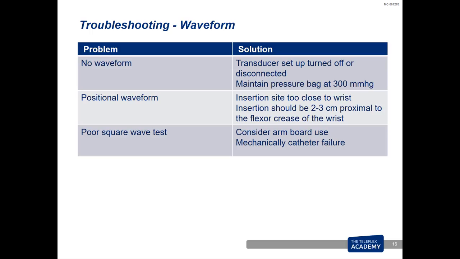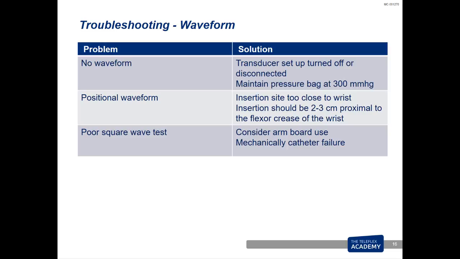So when you're troubleshooting the waveform, some of this is a little bit of a repeat, but very, very important. If you have no waveform present, you want to make sure that the pressure transducer is in the on position and not inadvertently in the off position. Ensure that it wasn't inadvertently disconnected from the pressure transducer. And you also want to make sure that the pressure in the bag is at 300 millimeters of mercury.